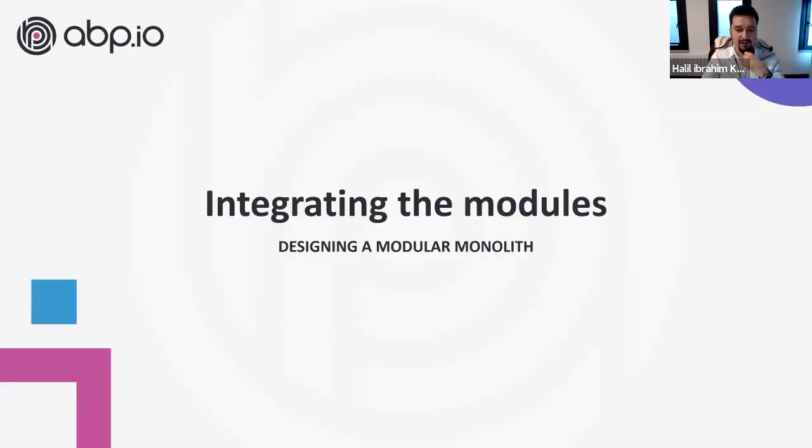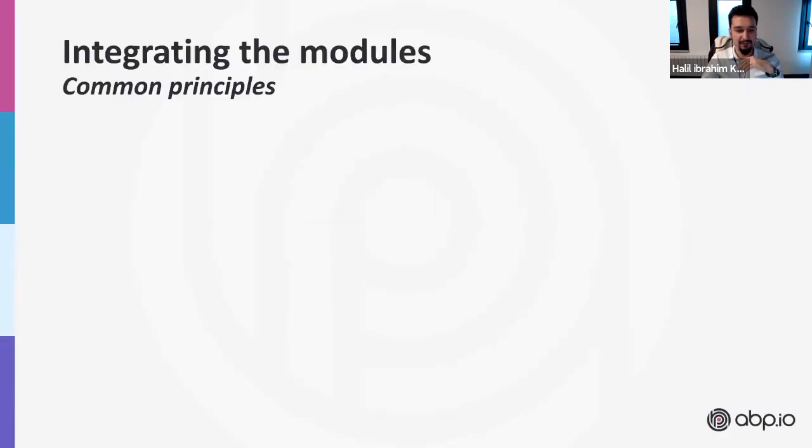Okay, the hardest part actually is integrating the modules. We have separated everything into modules, but somehow they will need to communicate with each other. When you create a new page, you will see that you will need data from multiple modules. Or when a module does its business, it will need to query some data from another module or publish an event that's consumed by another module, and so on. So how can we implement this integration?